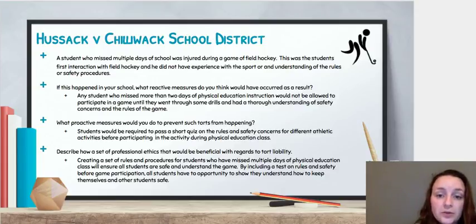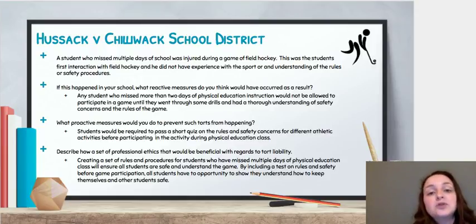The next incident took place in Canada, so some of the situations may be slightly different just with the way the court handled this, but the students were participating in a game of field hockey, and when you play field hockey, you have a wooden stick, and it is quite hard, and it can do damage. And so we see in this situation that there was a student who had missed multiple days leading up to the final round robin tournament of field hockey. And although the student had some experience in ice hockey, he didn't have experience in field hockey.